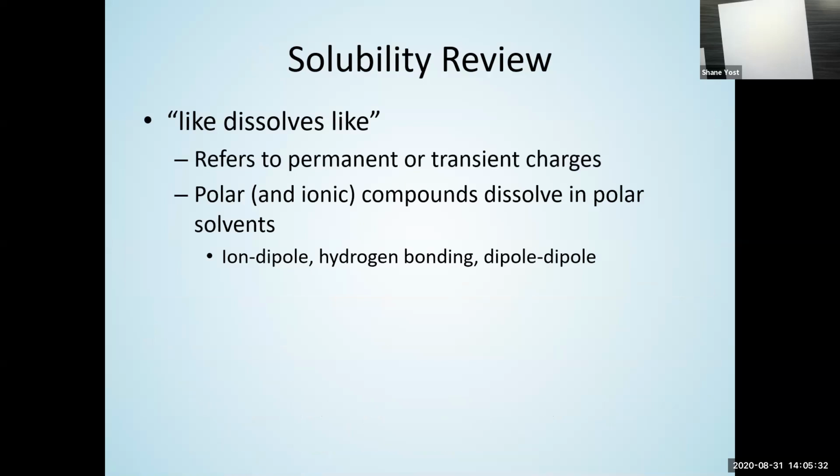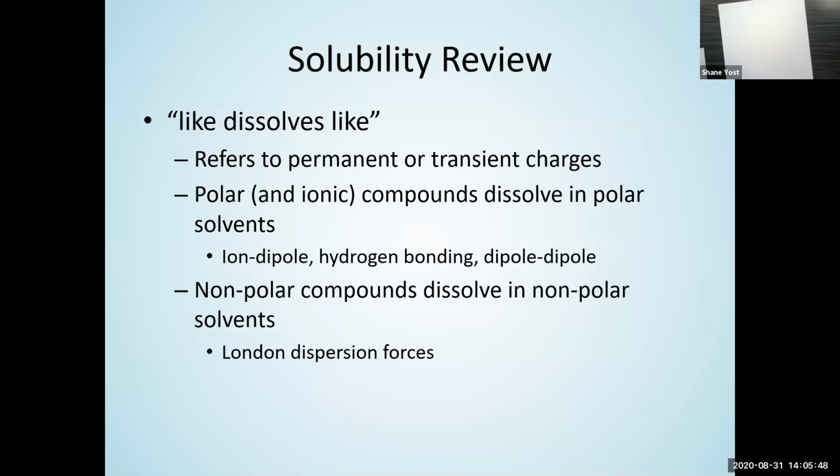Polar and ionic compounds dissolve in polar solvents. Things that have hydrogen bonding and dipole-dipole interactions will mix with other things that have hydrogen bonding or dipole-dipole interactions, or with ionic compounds. Things that are non-polar, that have just dispersion interactions, will mix with other things that have just dispersion forces. Why that is so is explained more in the videos that are available online.